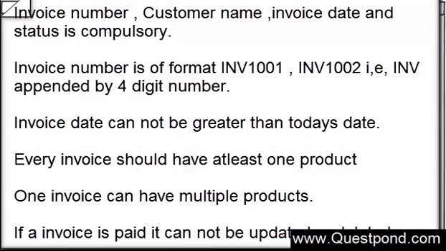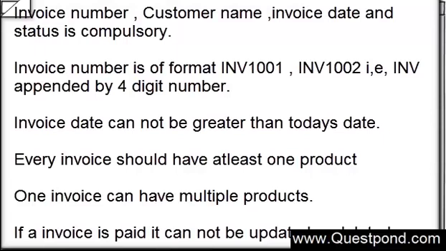The third validation is that the invoice date cannot be greater than today's date. So if he wishes, he can put a back date, but he cannot put a date which is greater than today's date. Every invoice should have at least one product. So if he tries to add an invoice with no products, we should throw up an exception and say that at least one product must be added. And yes, one invoice can have multiple products. If a customer comes to buy something from you, he can buy pants, shirts and lots of other things, and all these purchases can be grouped into one invoice.